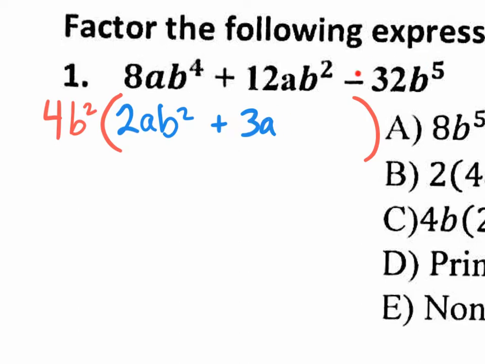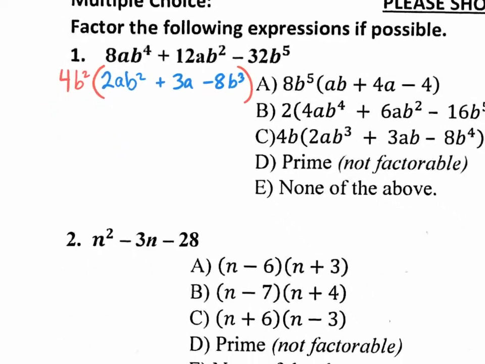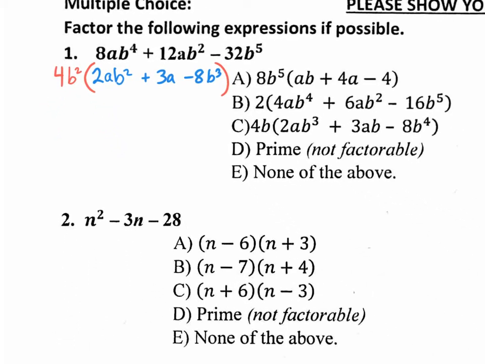And for the third term right here, 4 times what gets us a negative 32? 4 times negative 8 gives us a negative 32. And then B squared times how many B's will give me a total of B to the 5th? B to the 3rd. Okay. B to the 3rd. And ladies and gentlemen, that is all that we could do on number 1. So the correct answer is E, none of the above, right?